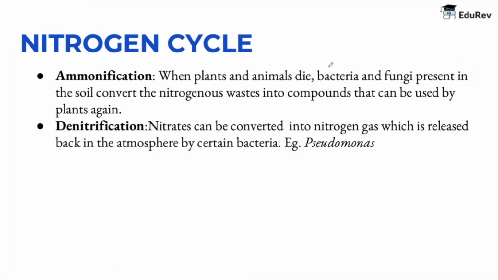Ammonification. When plants and animals die, bacteria and fungi present in the soil convert the nitrogenous waste into compounds that can be used by plants again. And lastly, we have denitrification. Nitrates can be converted into nitrogen gas, which is released back into the atmosphere by certain bacteria, that is, Pseudomonas. Hence, atmospheric nitrogen remains constant.